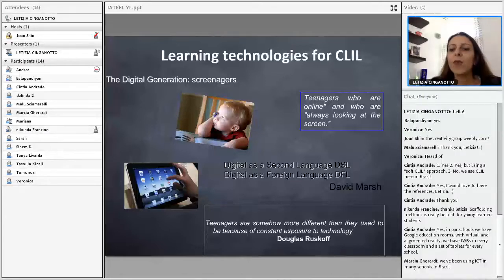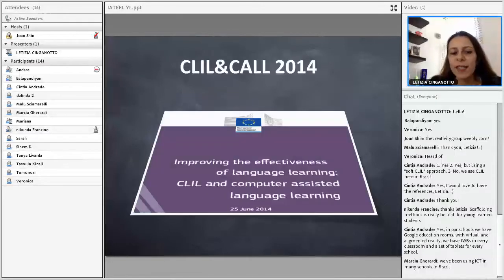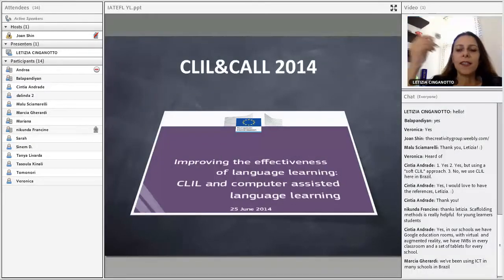And Google Education Rooms, Cinta said, with virtual and augmented reality, interactive whiteboard, okay, very good. So technology is now the norm, we can say that the regular. I mean, it's different declination, different use, but it's more or less common.